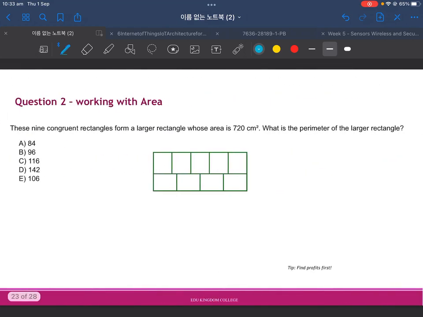Alright, let's move on. Look at question 2. These 9 congruent rectangles form a larger rectangle whose area is 720 squared centimeters. What is the perimeter of the larger rectangle?